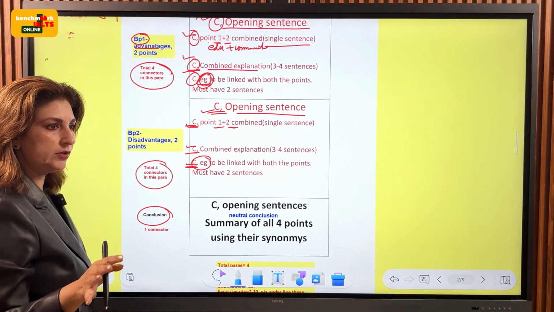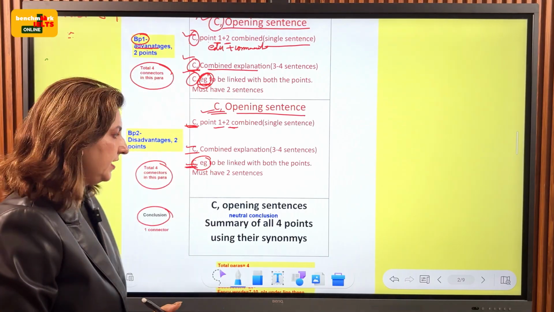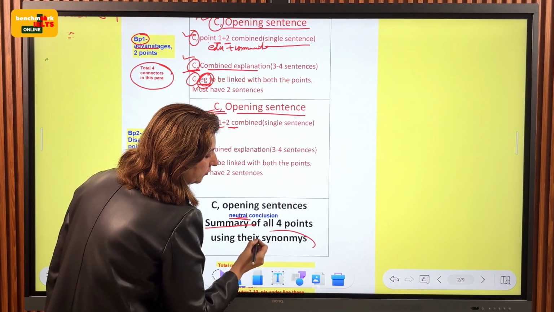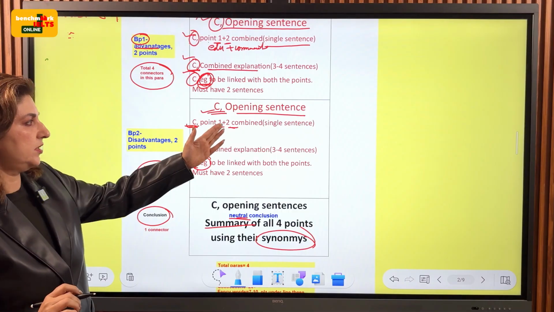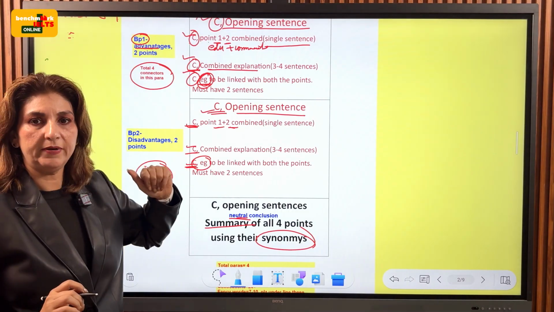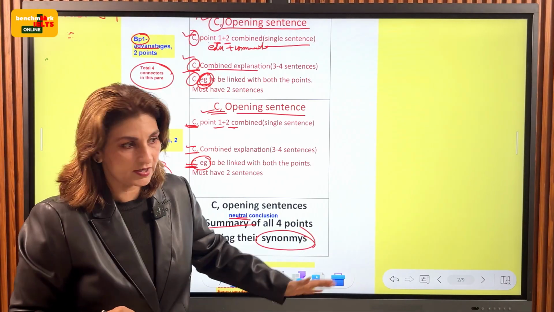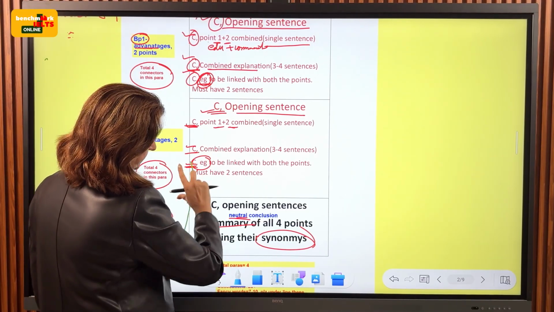You have a neutral conclusion because this is an advantage, disadvantage essay. You will summarize all the points, but you will use synonyms. For example, if here you have said that computers cause unemployment, here you will say that computers are making people lose their jobs. So in the end here, sir, can you help me scroll this also, please?